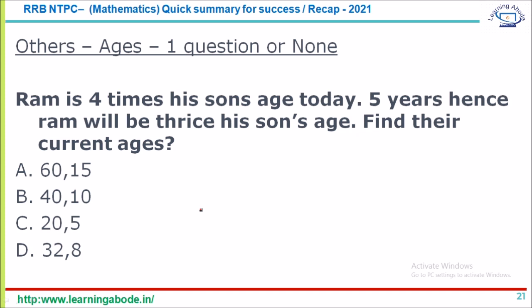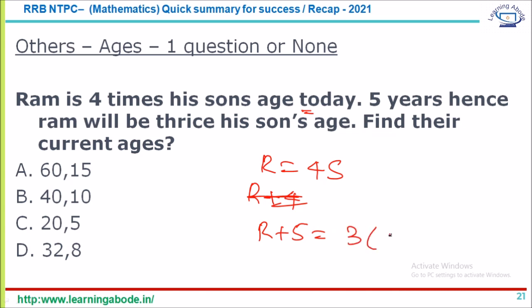Okay, so anyhow, one sample question, because in some sense it's an important title to be discussed. So ages. Ram is 4 times his son's age today. So Ram's age is 4 times the son's age. 5 years hence, Ram plus 5 would be 3 times his son's age. So son plus 5 would be 3 times.